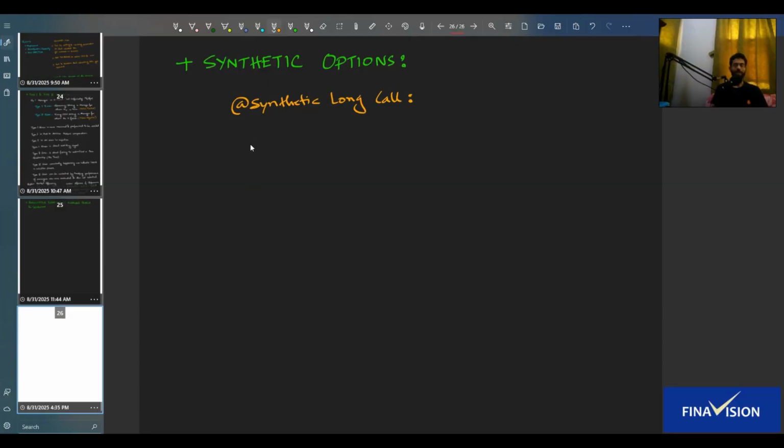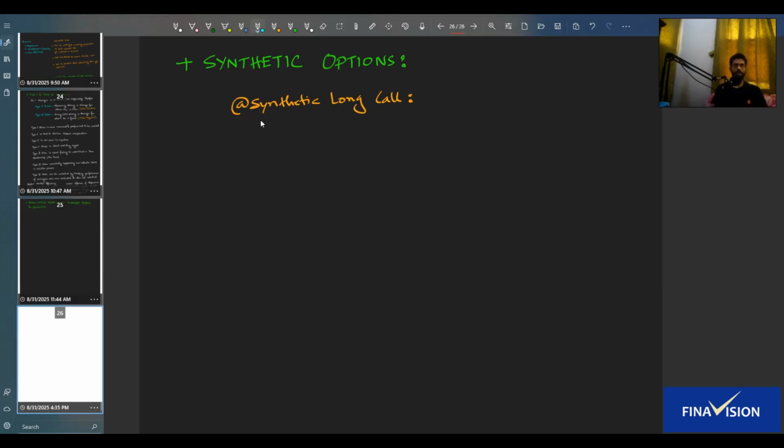So friends, now in this section we'll discuss synthetic options. So we'll try to understand how to synthetically create a long call, a short call, a long put and a short put. And the basis for our understanding will be again the put call parity equation and the put call forward parity equation. So let's get started. First is synthetic long call. How can we create a synthetic long call?